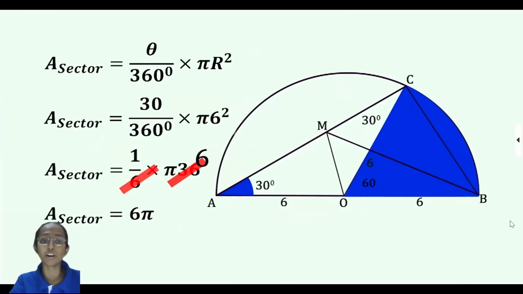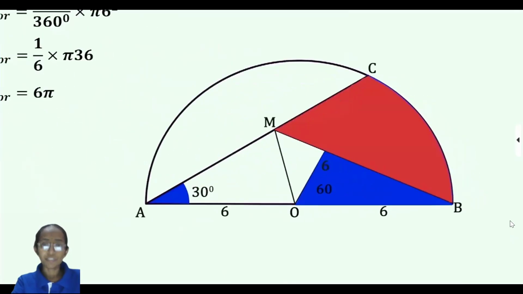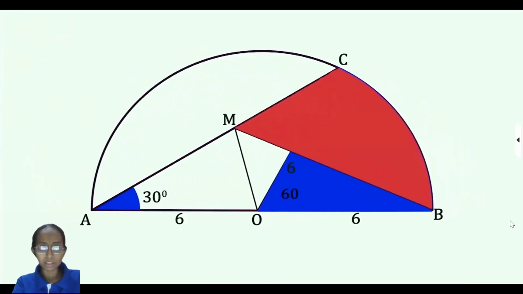So the area of the sector is 6 pi, and hence the area of our red portion is also equal to 6 pi. So this is the logic behind this question.